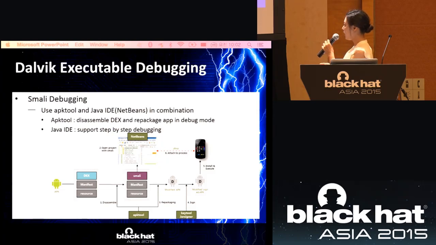Now the analysts have a modified application whose debuggable flag is true. They also need to sign the application with keytool and jarsigner, and install the application on the smartphone. Then the analyst executes the application on the smartphone, and by using NetBeans, the analyst can connect to the process which is already running on the smartphone, by putting in some debugging settings like JDWP host and port.